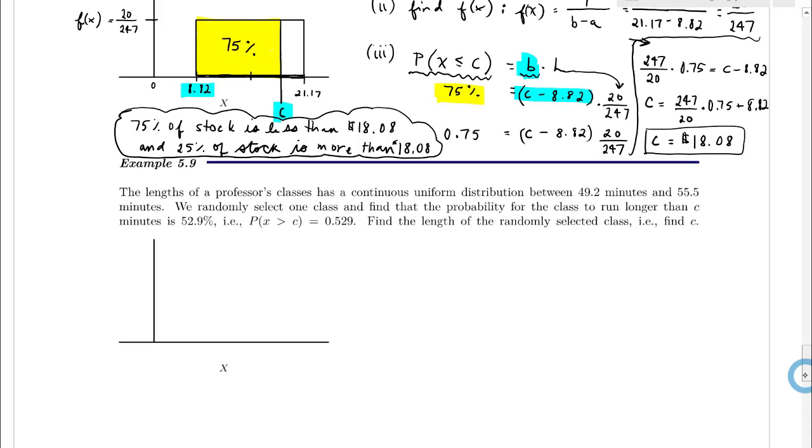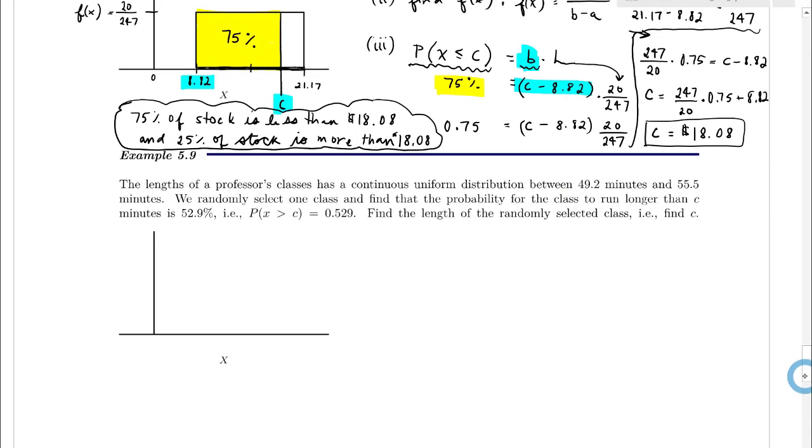So let's try one more application. The length of a professor's classes has a continuous uniform distribution between 49.2 minutes and 55.5 minutes. We randomly select one class and find that the probability for the class to run longer than C minutes is 52.9%. Find the length of the randomly selected class. Find C.